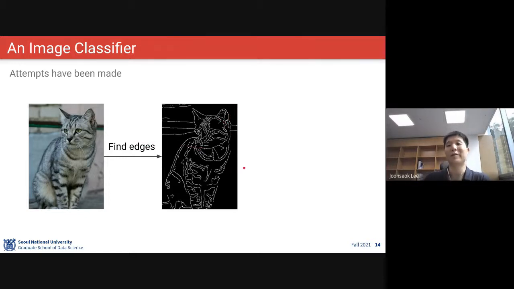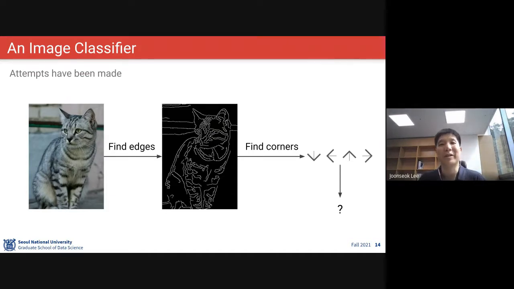So it's much simpler. Now it may be possible that we can use some handcrafted rules to find the corners, like the ears or the nose or the eyes. Maybe it seems like we may be able to find some rules here. And then what? It's still not clear, right? How should we define what a cat is, and how can we recognize a cat from these edges? People have tried this kind of attempt, but it's still not trivial to code what a cat is and how we can recognize that from a picture.